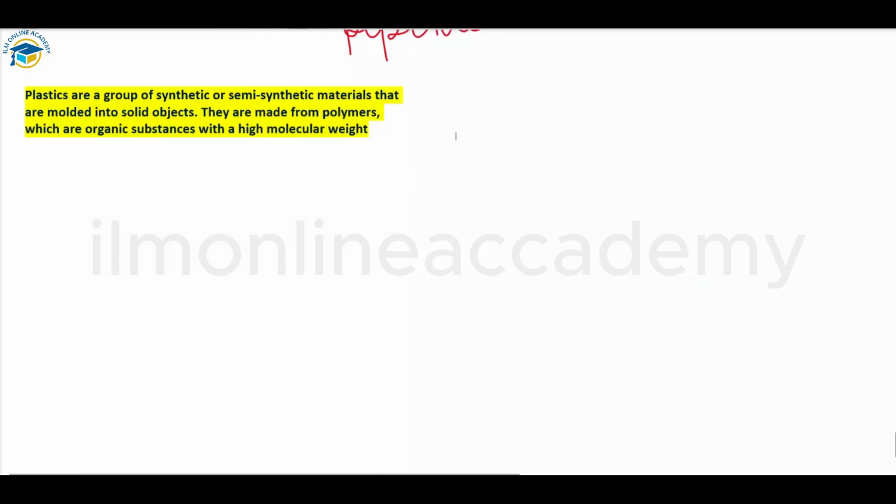Now we will talk about the last content, which is related to plastics. Plastics are a group of polymeric materials that are characterized by their plasticity. Plasticity is the ability to be molded or shaped under pressure or heat. So that's why plastics are materials that are molded into different solid shapes. This property makes plastics incredibly versatile.